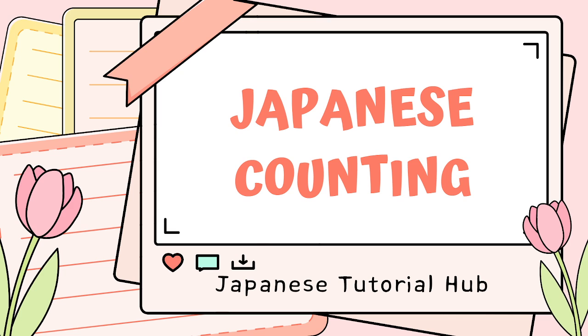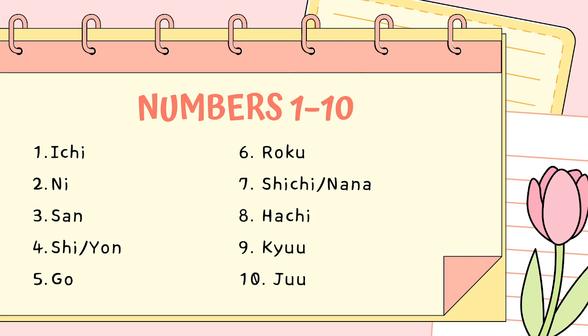Today we are going to do counting in Japanese. So let's start. Now these are the numbers from 1 to 10 and you can repeat after me. Because in Japanese pronunciation is very important. Now we say 1 as ichi. Ichi. For 2 we have ni.